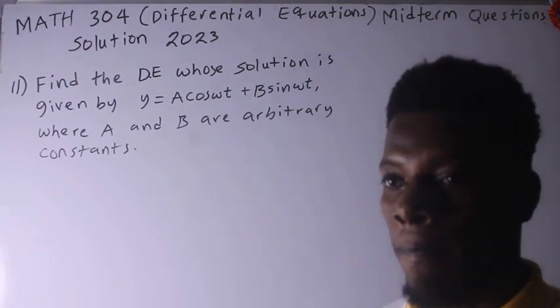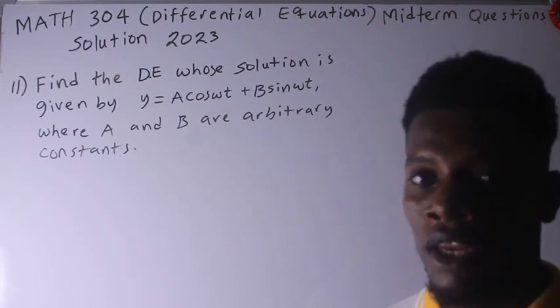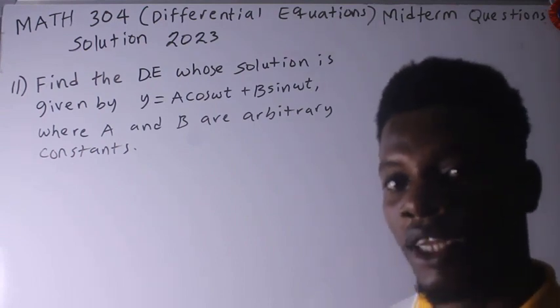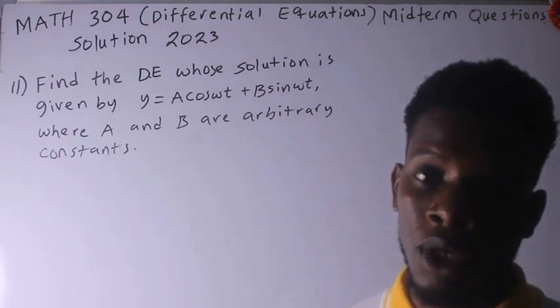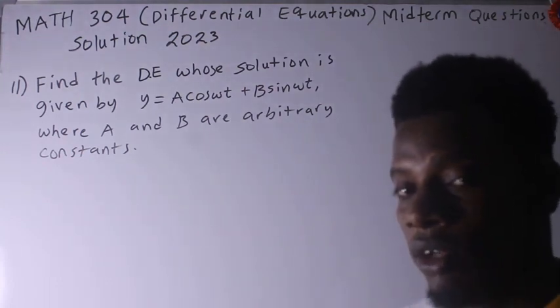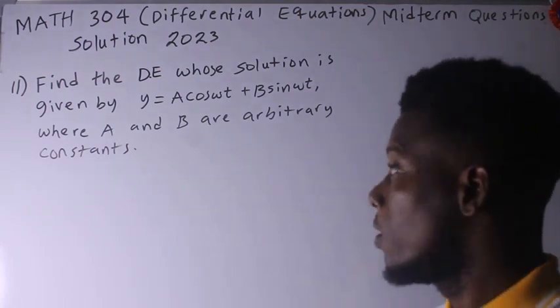And i is iota, the complex number. It is a constant, but it is not an arbitrary constant also. So that's the general idea. a and b are arbitrary constants, meaning the values of a and b can change. a can be 5, b can be 3, a can be 2, and b can be 6, and so on.